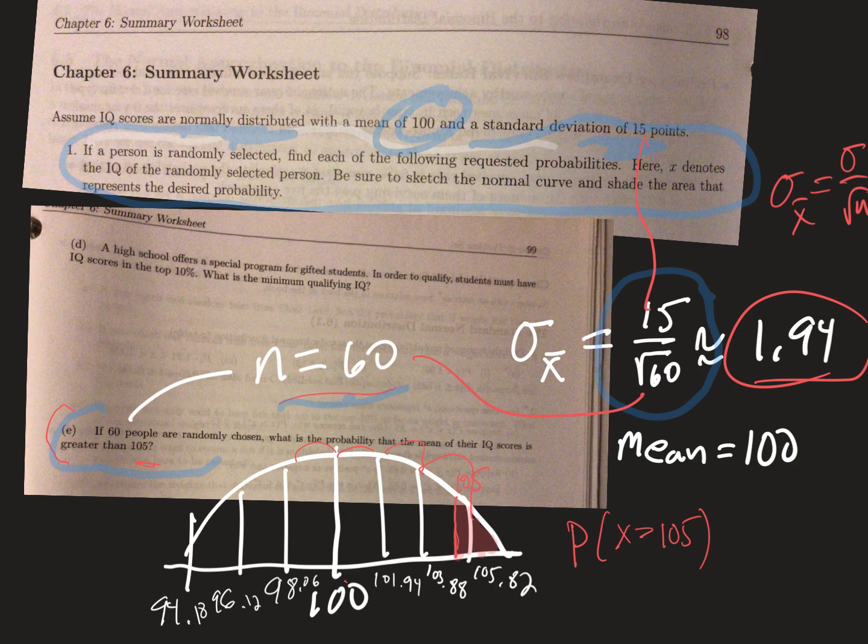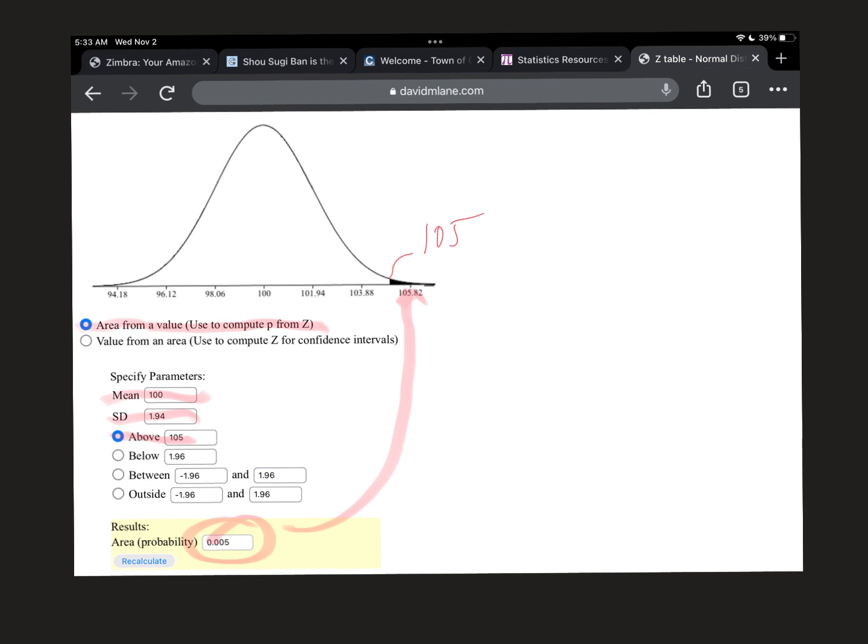They ask for greater than, so we want the area to the right. That's the probability that X bar will be greater than 105. I've got a mean of 100 and a standard deviation of 1.94, and I want to know the area above 105. So I go to the applet, choose the area from a value, enter my mean and my modified standard deviation, not the parent population's, and ask for above 105. That's what it gave me: about a 0.5 percent chance.